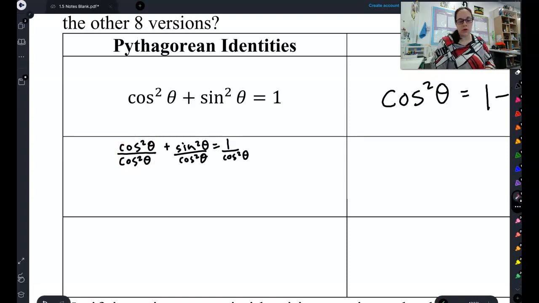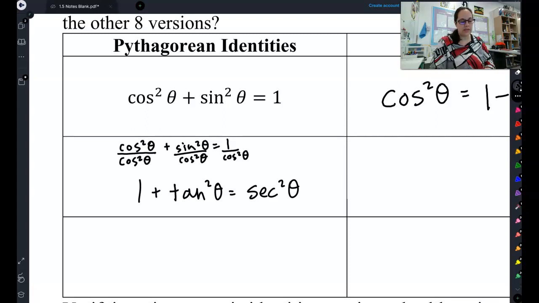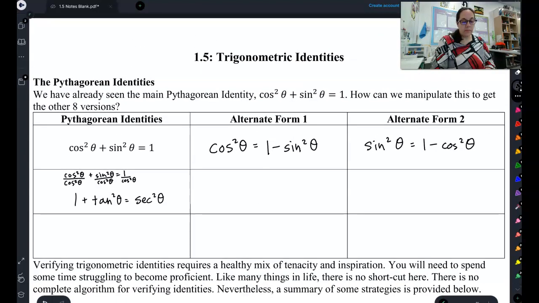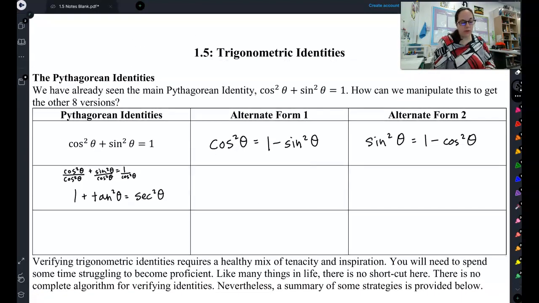Cosine squared over cosine squared gives me 1. Sine squared over cosine squared is going to give me tangent squared. And 1 over cosine squared is going to give me secant squared, using those quotient and reciprocal identities. And here's a new version of the Pythagorean identity. Meaning, I can also come up with my alternate forms.